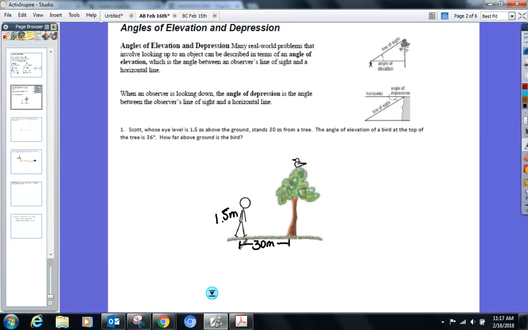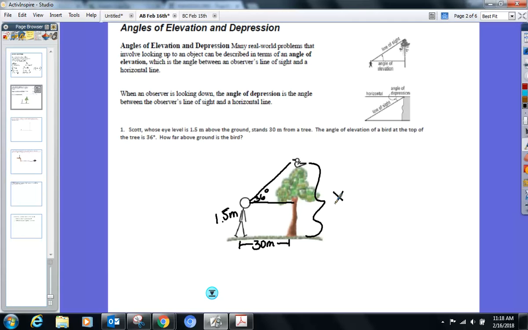And now his angle of elevation, the angle of elevation of the bird at the top of the tree is 36 degrees. So if you remember when Cam and Will were up here, from the horizontal line, his angle to the bird is 36 degrees. Everyone should remember, angle of elevation. Eye level, horizontal, going up. And I need to know how far above the ground the bird is. So I need to find this huge distance here from that bird to the ground.